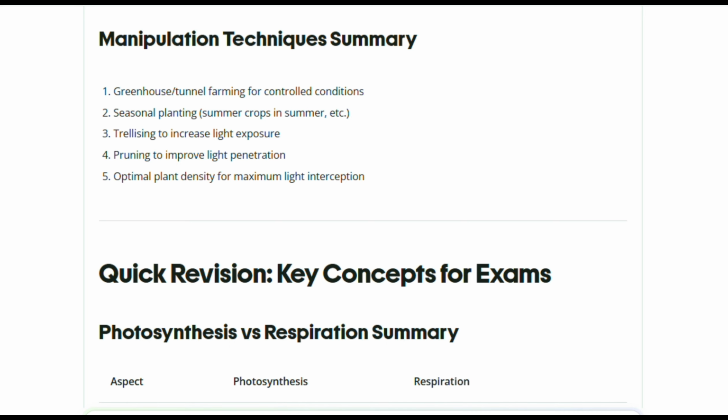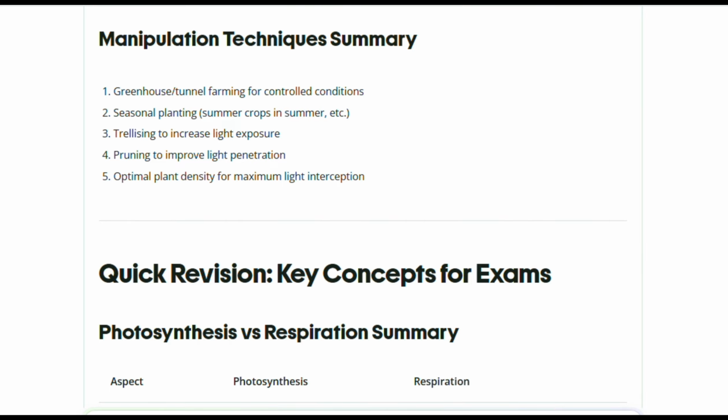Manipulation techniques summary. 1. Greenhouse or tunnel farming is used to control the conditions, right? So that we can control the environment. That's why we use the greenhouse or the tunnel. 2. Seasonal planting. Summer crops in summer. So if you know you're going to plant summer crops, then you need to plant in summer, right?